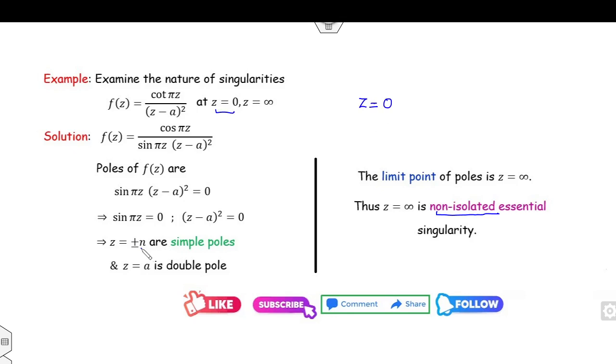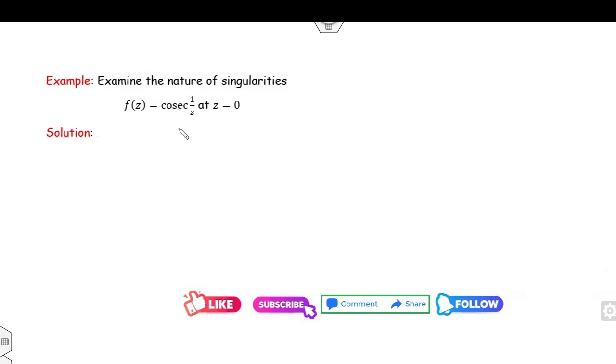What about z equal to 0? Clearly, when you take z equal to 0, this is my simple pole. So z equal to 0 is my simple pole, while z equal to infinity is my non-isolated essential singularity.